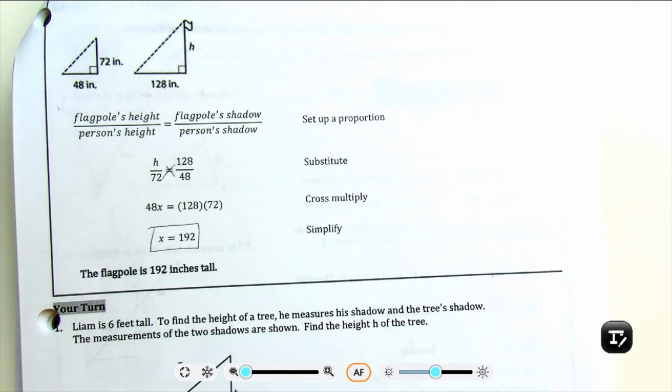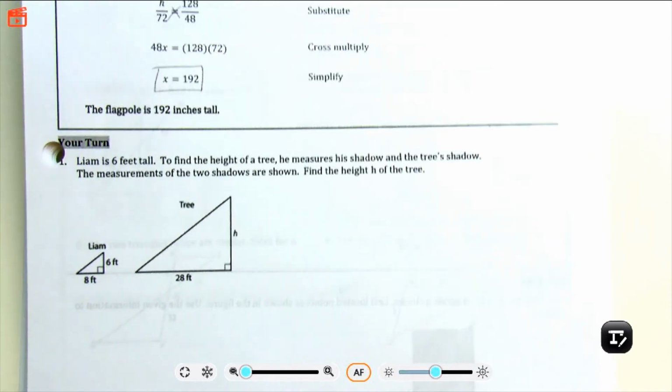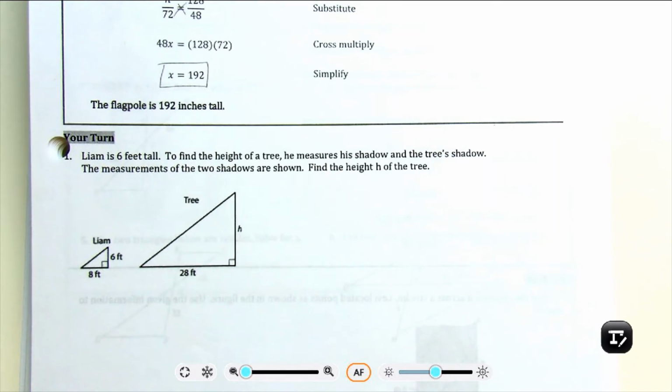Okay, now let's practice a problem. If you want to pause the video here and try this problem on your own, you guys are free to do so. And then when you're ready to look at the answer, press play.